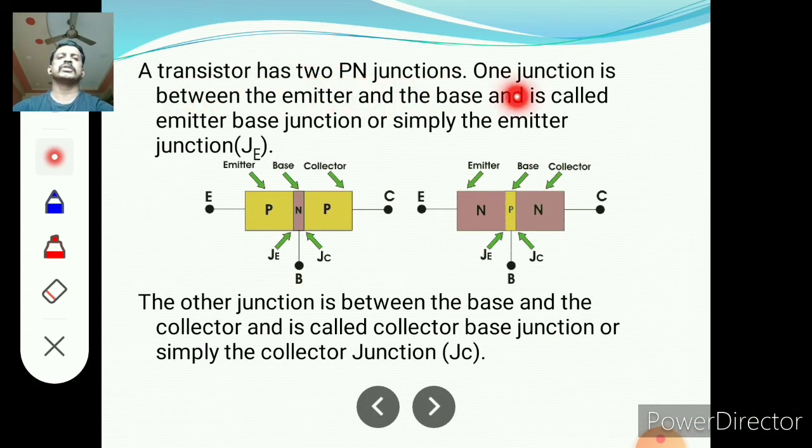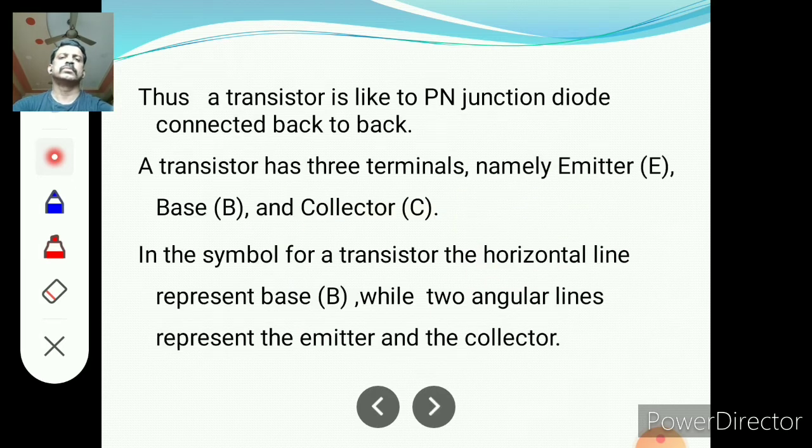A transistor has two PN junctions. One junction is between the emitter and base and is called the emitter-base junction, or simply the emitter junction, JE. The other junction, between the base and the collector, is called the collector-base junction, or simply the collector junction, JC. So this is one junction and this is the other junction. Similarly, it is observed here also. Thus, a transistor is like PN junction diodes connected back to back.